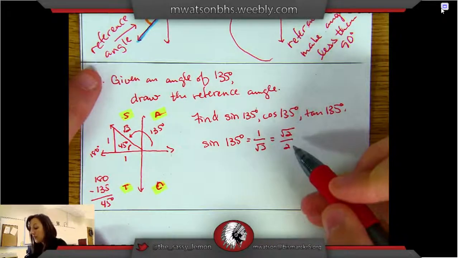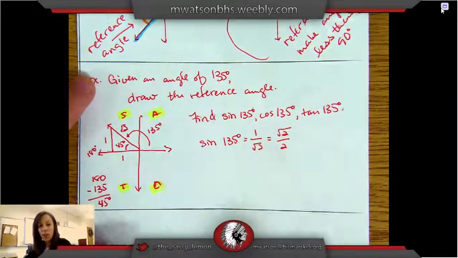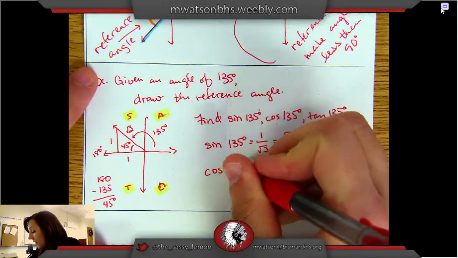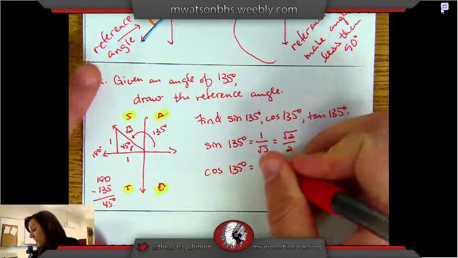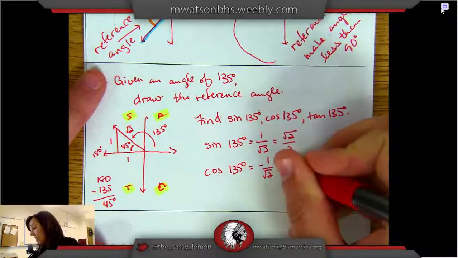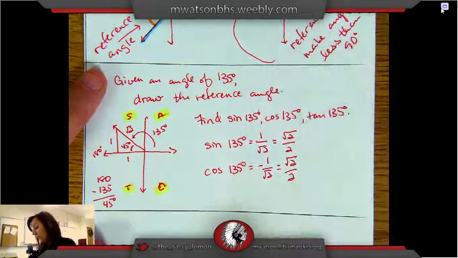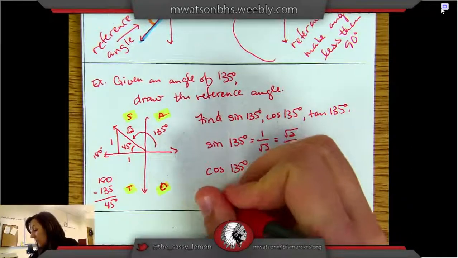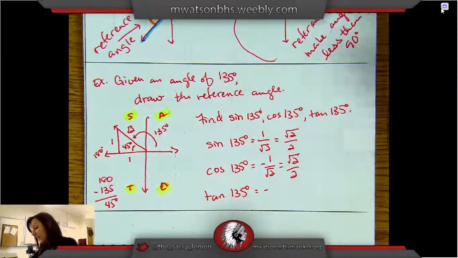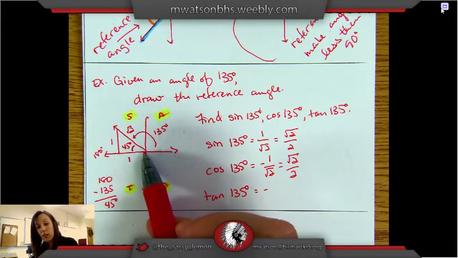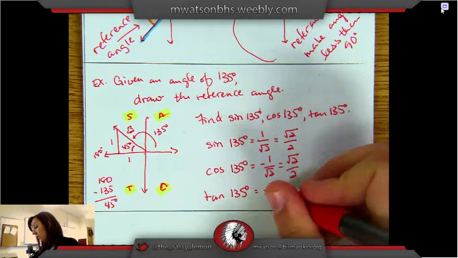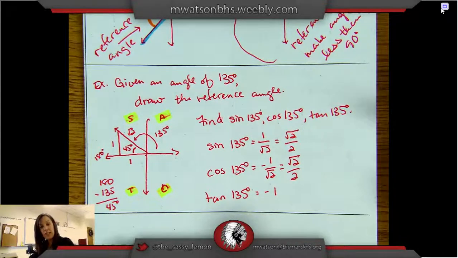It is positive because we're in the second quadrant and sine is positive there. However, cosine is not positive, so it's going to be negative 1 over the square root of 2. And then we rationalize and get negative square root of 2 over 2. Lastly, we're going to do tangent. Tangent is also negative. Tangent is opposite over adjacent, so negative 1 over 1, which is just negative 1. And there you have it.